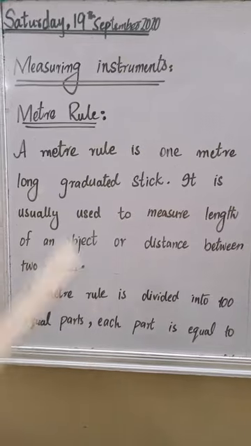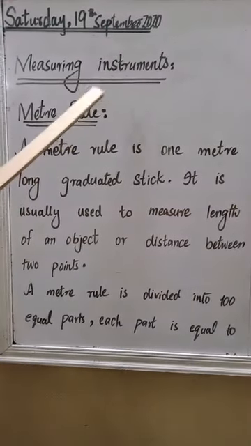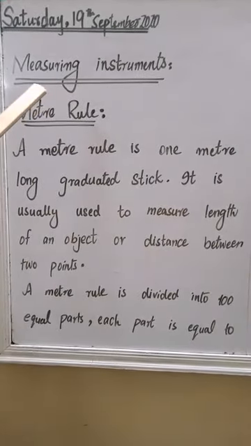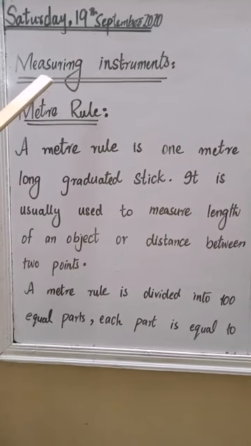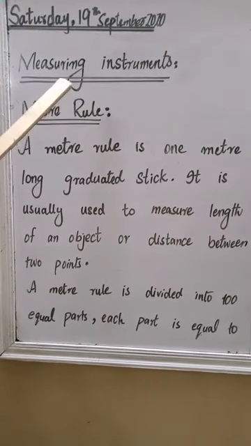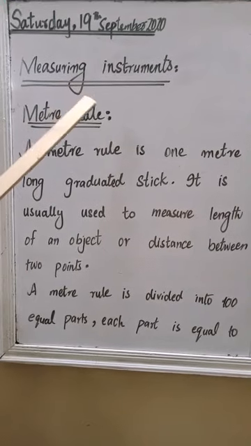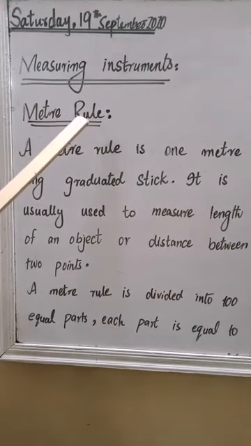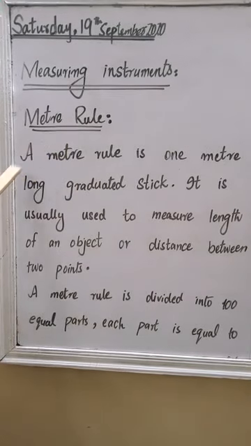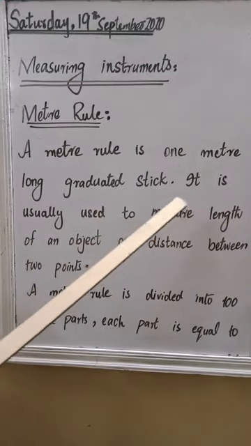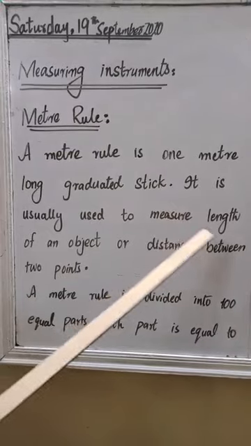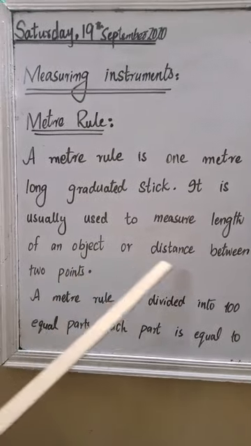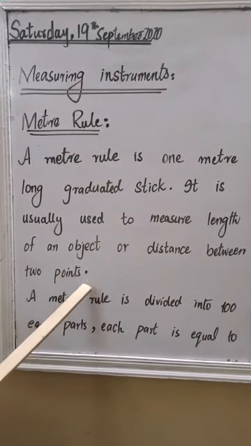Today our topic is measuring instruments. Measuring instruments are used to measure various physical quantities such as length, time, volume, mass. First we have to discuss meter rule. A meter rule is 1 meter long graduated stick. It is usually used to measure length of an object or the distance between 2 points.